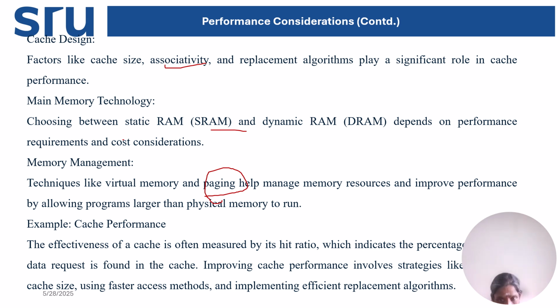Example, cache performance. The effectiveness of cache is often measured by its hit ratio. Effectiveness is measured in terms of hit ratio. And improving cache performance involves strategies like cache size, using faster access methods, and implementing efficient replacement algorithms.